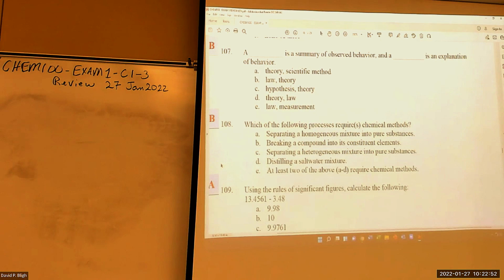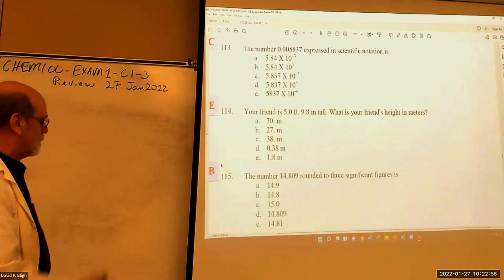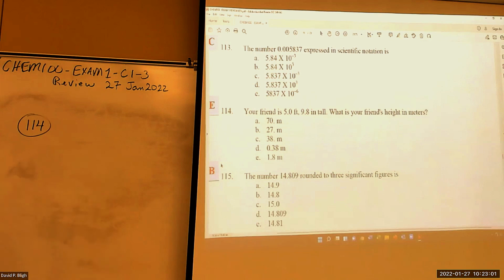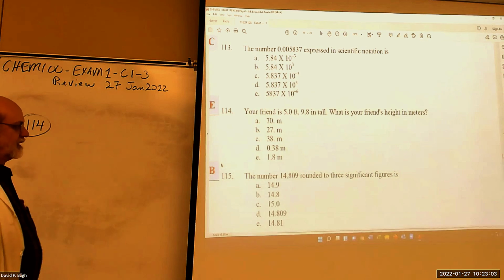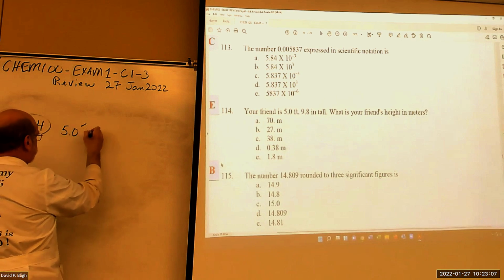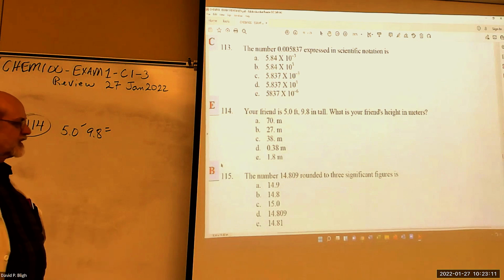And next one on the hit parade is 114. There you go. Your friend is 5 feet, 9.8 inches tall. What's your friend's height in meters?